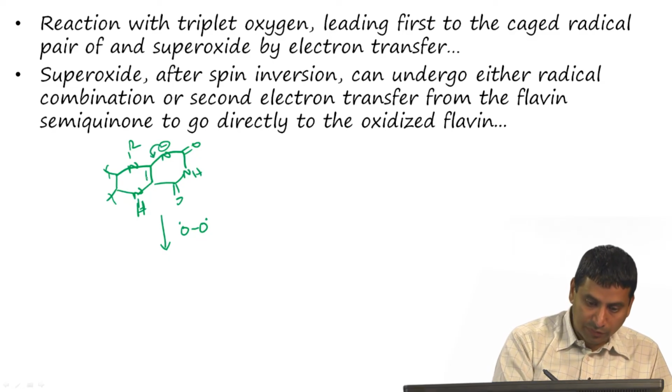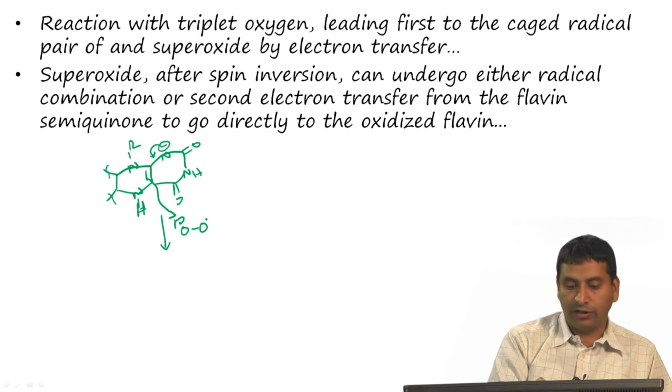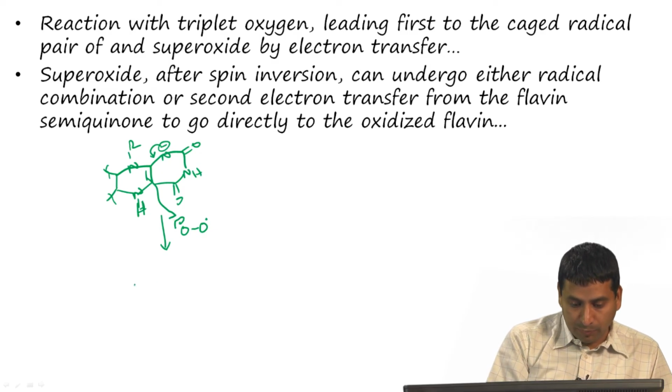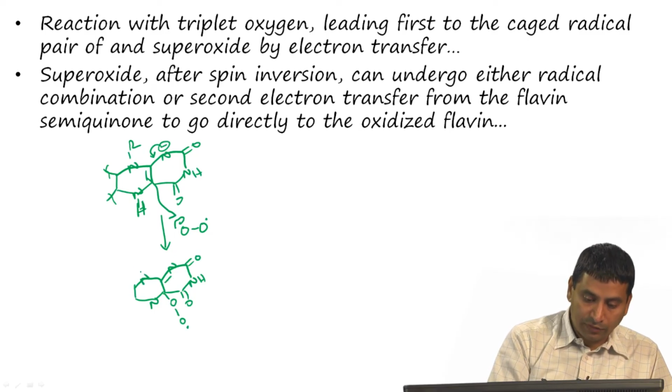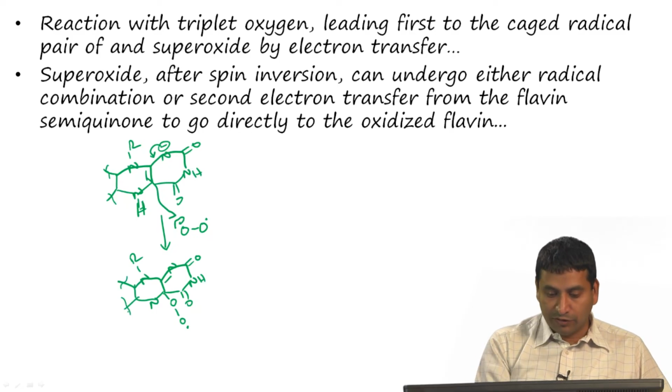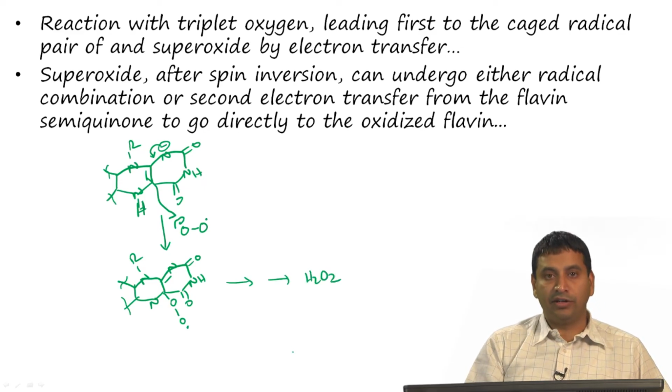the arrow pushing is pretty much the same. You have a fish hook arrow, this O attacks here as again a fish hook arrow, and you end up producing a radical intermediate such as this O dot, C double bond O, NH, double bond O, N, and now this forms a double bond, rest of the molecule remains the same, right, and then this can subsequently get oxidized and produce H2O2 and regenerate the flavine.